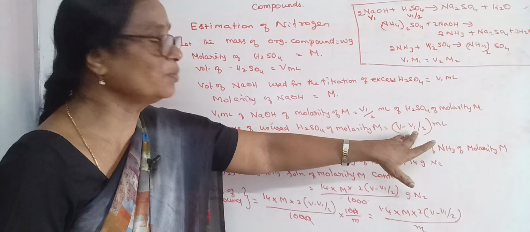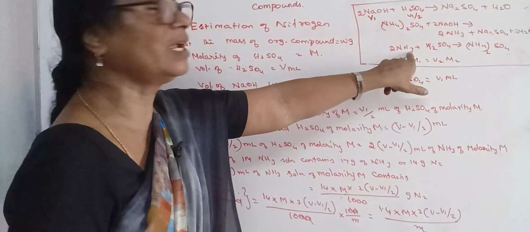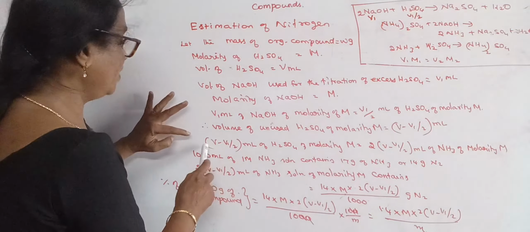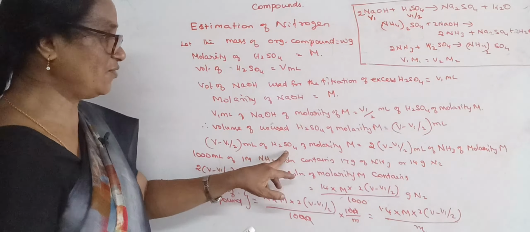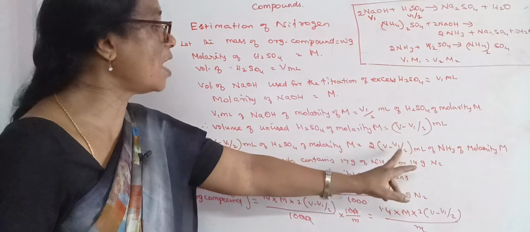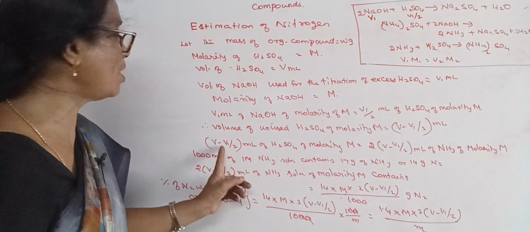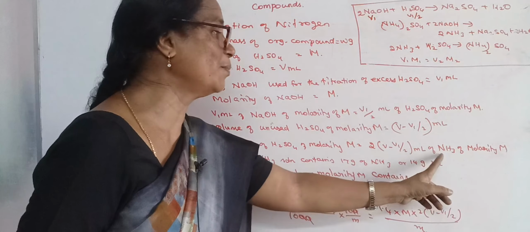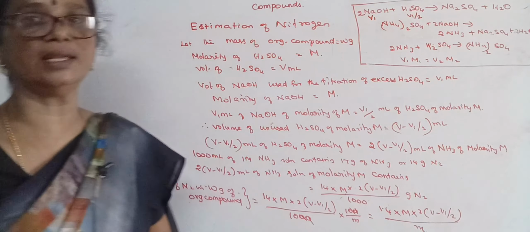So, the volume of leftover is V minus V1 by 2. But this volume is twice the amount absorbed by ammonia. Therefore, we can say a volume of (V minus V1 by 2) ml of sulfuric acid of molarity M is equal to twice the volume of ammonia, that is, twice the volume of sulfuric acid absorbed. So, 2 into (V minus V1 by 2) ml of ammonia of molarity M.